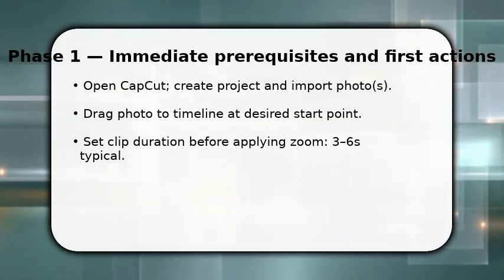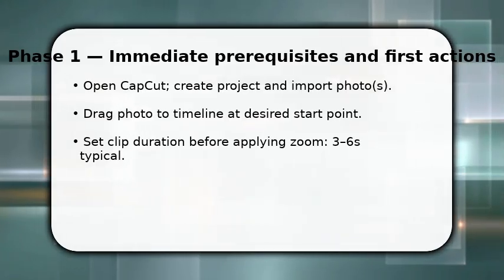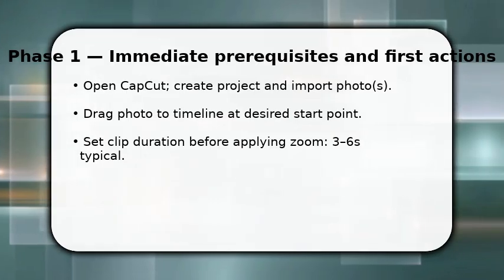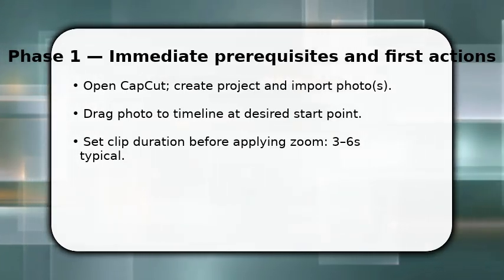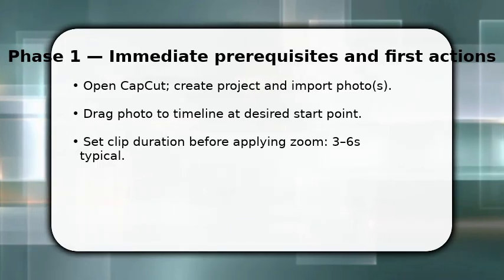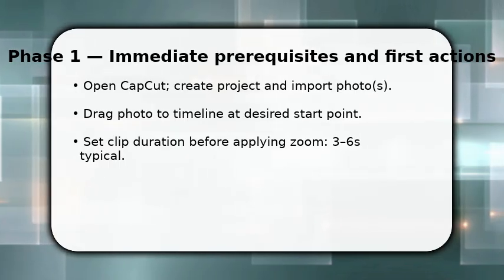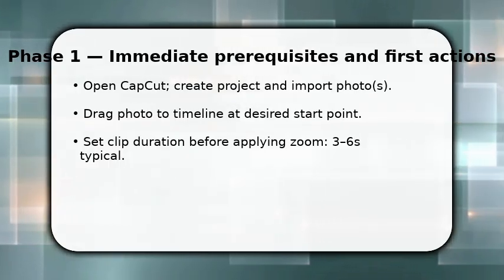You start by opening CapCut and importing the photos you want to zoom. This gives you full control of framing. Once done, drag the primary photo onto the timeline and position it where the zoom should begin. Make sure the clip duration is set. 3 to 6 seconds is a common choice because it balances motion and clarity.